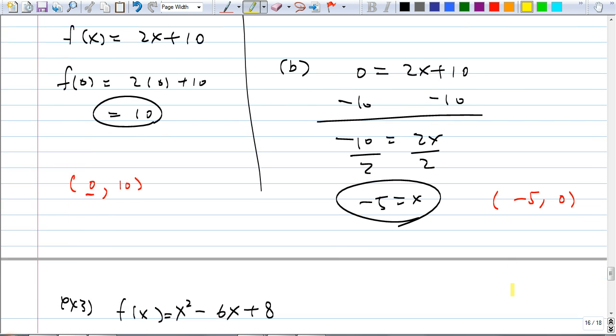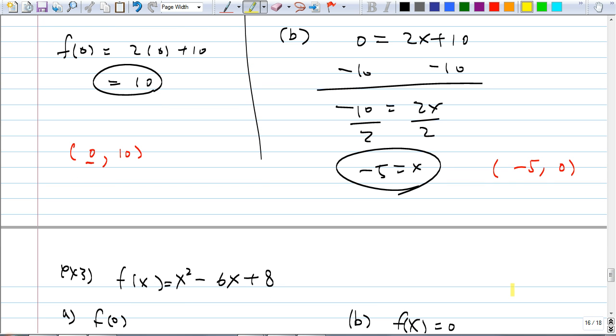So you're going to see something like this for your homework tonight, but it's not going to be this straightforward. What if they give you a quadratic? Go ahead and find f of 0 and f of x equals 0. Go ahead, I'll give you time. Let's see if you guys remember.